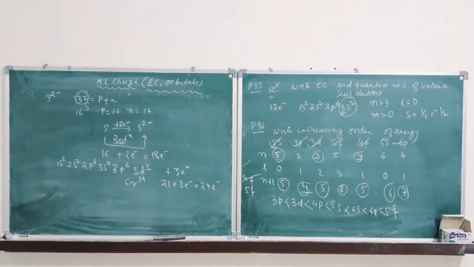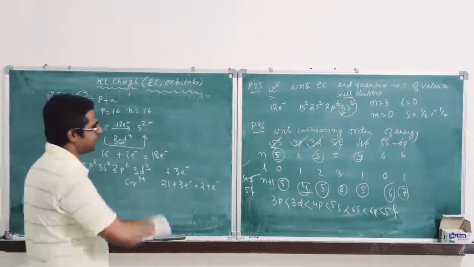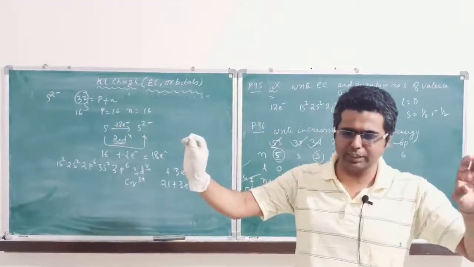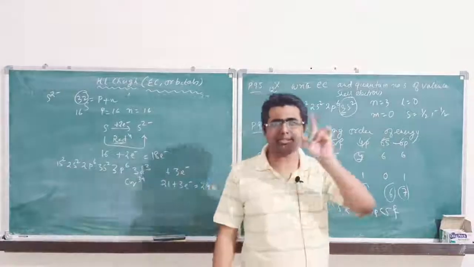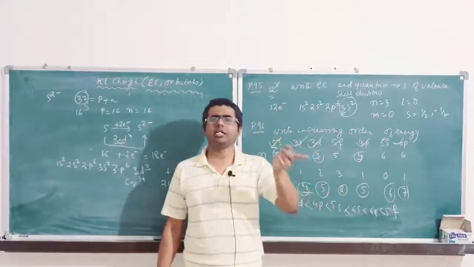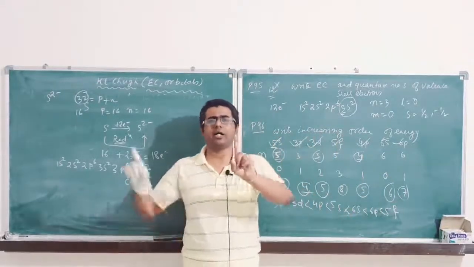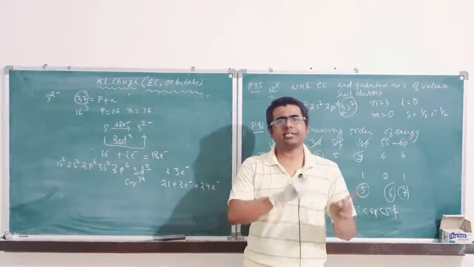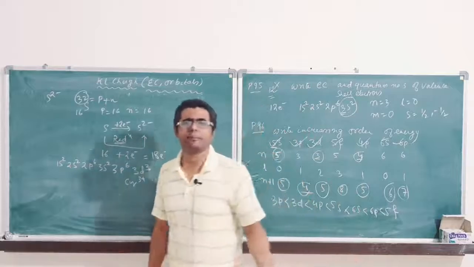Next: 1 unpaired electron in an atom contributes to a magnetic moment of 1.1 Bohr magneton. Calculate the magnetic moment of chromium. See, in the previous problem we have already seen that chromium has 6 unpaired electrons. So write the full configuration, 6 unpaired electrons come in it, 3d5 4s1. So 6 into 1.1, one electron gives a magnetic moment of 1.1, given in the question. So 6 into 1.1 will be 6.6 BM, that's it.